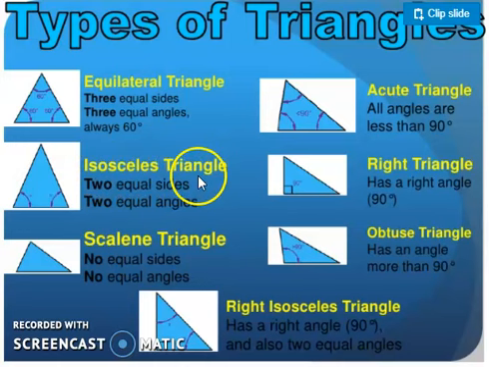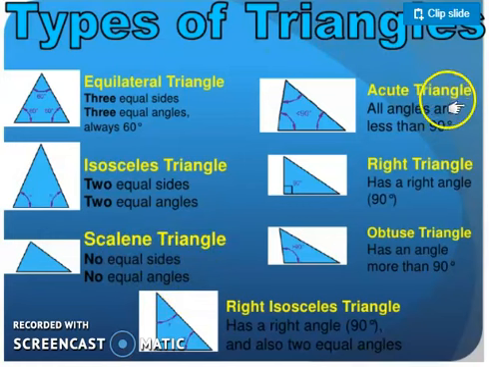Now an isosceles triangle consists of two equal sides. It means an isosceles triangle has two equal sides, while an equilateral triangle has all the sides equal. It has two equal angles also, the isosceles triangle. Now a scalene triangle is a triangle which has no equal sides and no equal angles.